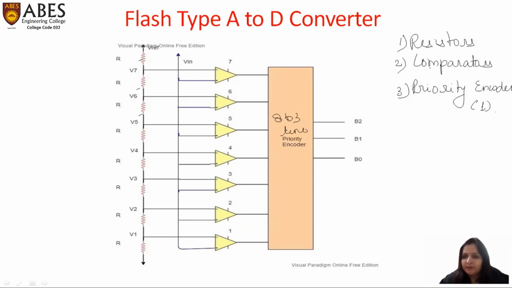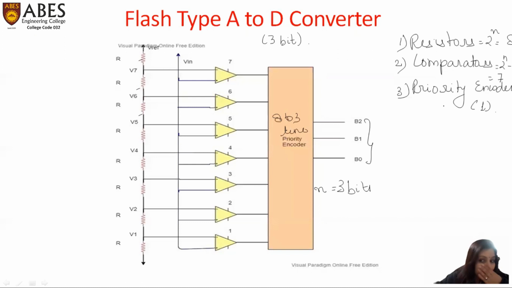Now how do we decide the number of resistors and comparators? This is decided according to the number of binary bits we are converting. As in this example, we are having 3 bits. So the number of resistors and comparators will be decided by this value 3. These 3 bits are equivalent to n, and the number of resistors will be 2 to the power n, whereas the number of comparators will be 2 to the power n minus 1. So in this case, the number of resistors will be 8 and the number of comparators will be 7. So specifically this is a 3-bit flash type A to D converter.